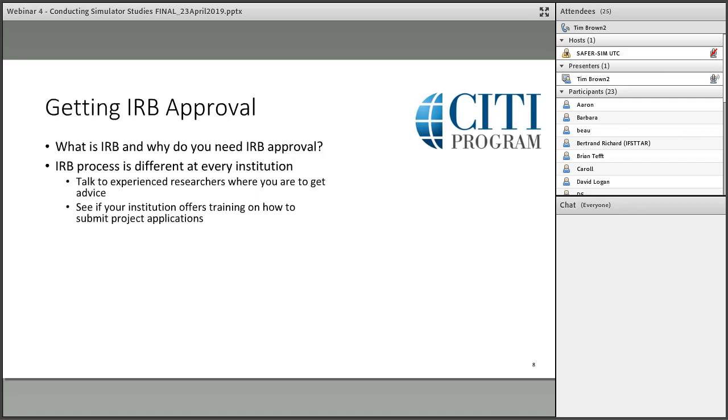The other option is to look at and see what training your institutional review board offers.